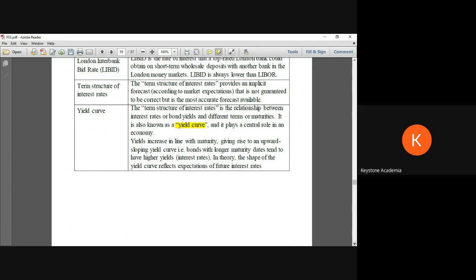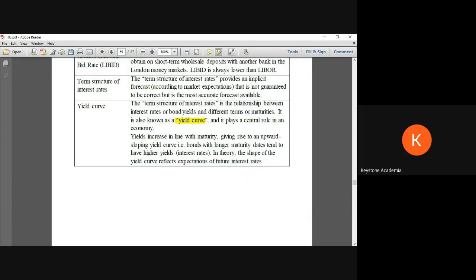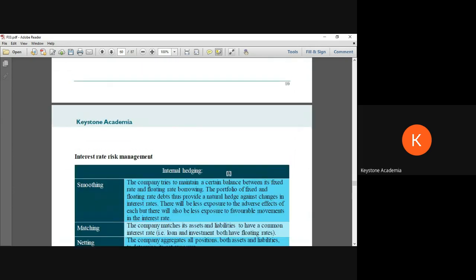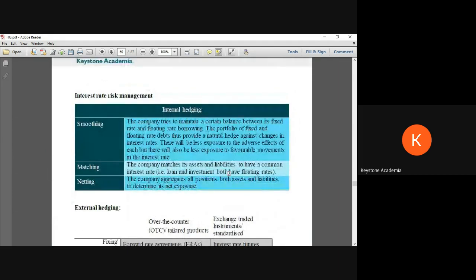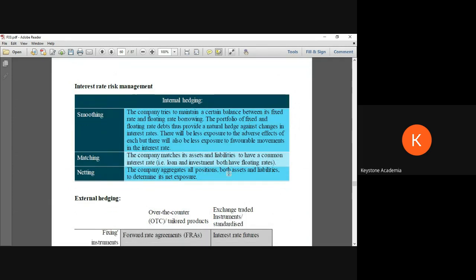So basically, if the yield is higher, then the interest rate can also be higher. They are just trying to make us understand there is a relationship between the two. Again, not directly relevant to us, just for understanding. Okay, what is relevant is this. Same thing, internal and external hedging is important for us.